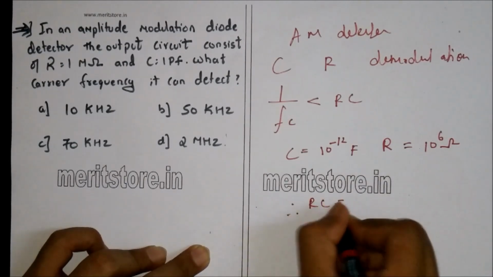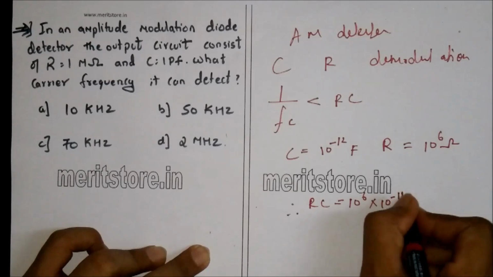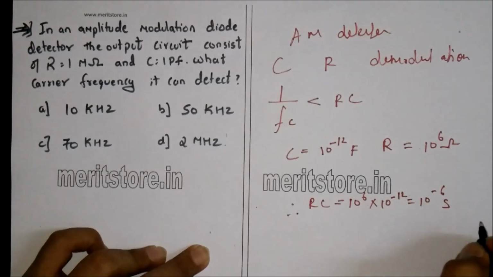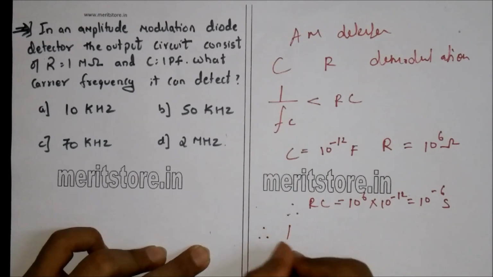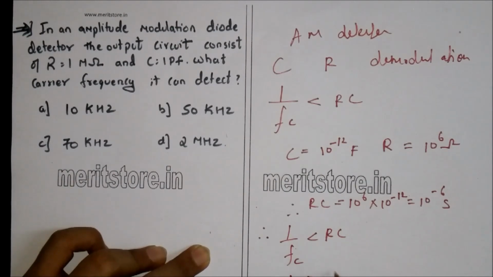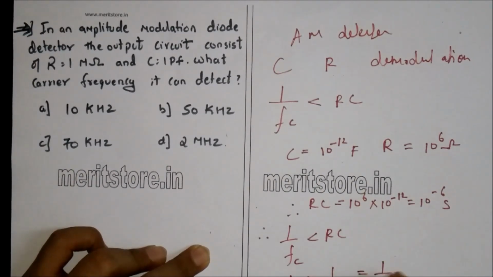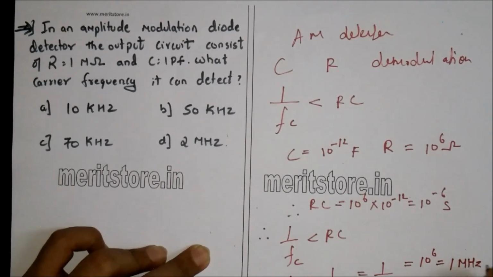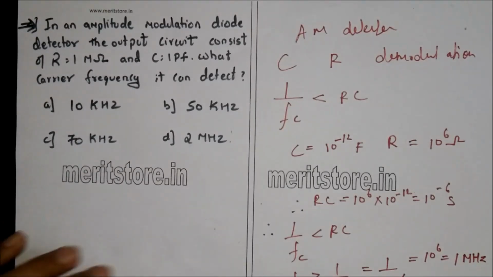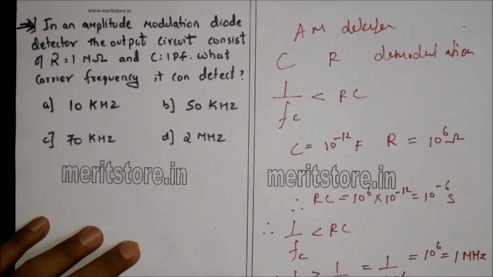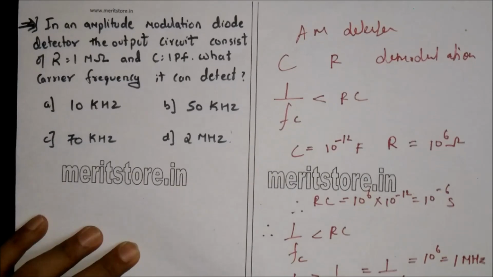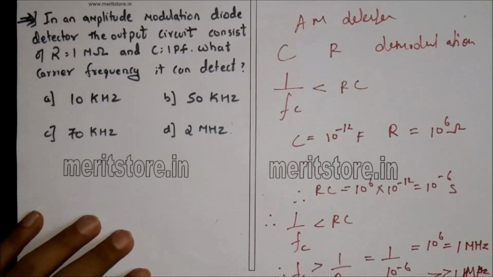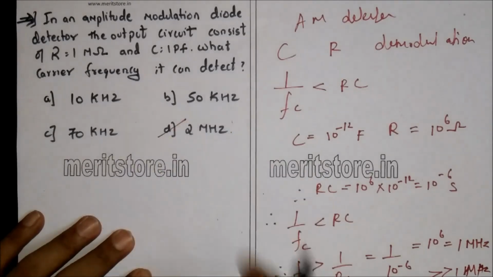Therefore, RC will be equal to 10 raised to 6 into 10 raised to minus 12, which is equal to 10 raised to minus 6 seconds, since 1 by F is measured in seconds. Therefore, 1 by Fc is less than RC. Therefore, frequency Fc will be more than 1 by RC, which is equal to 1 upon 10 raised to minus 6, which is equal to 10 raised to 6, which is equal to 1 megahertz. Thus the carrier frequency should be more than 1 megahertz. Therefore it can detect a frequency of 2 megahertz. So the correct answer is D.